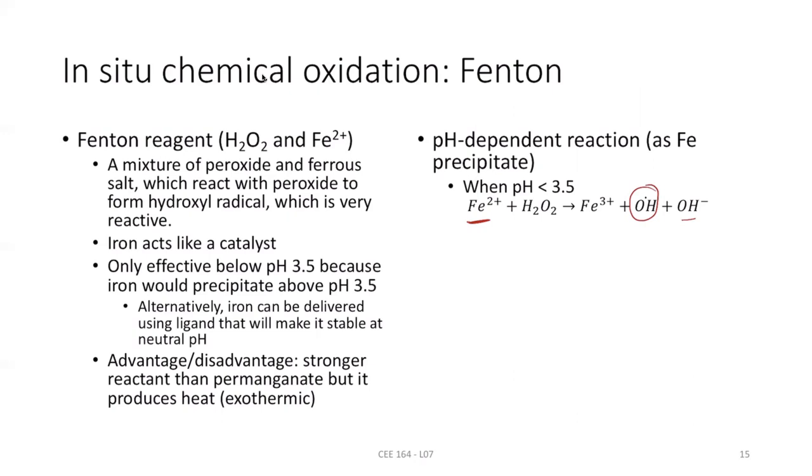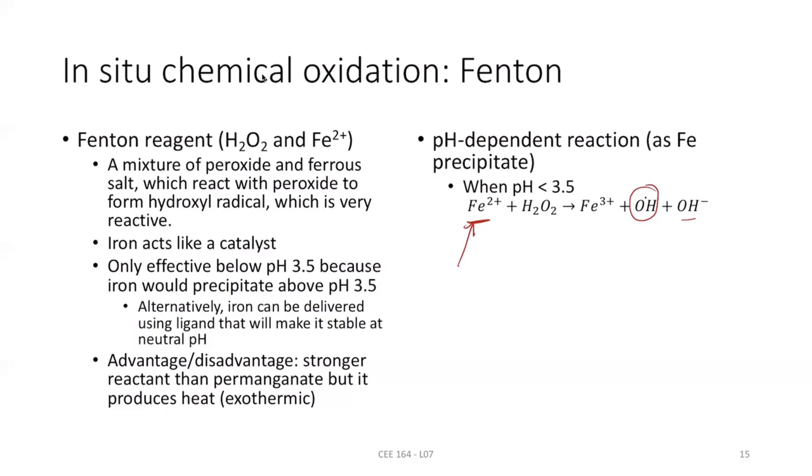So this radical is very, very, very reactive, much more reactive than anything else. The advantage of this process is that iron is naturally present in many soils. So all you have to do is activate that iron by adding some hydrogen peroxide. All you are doing is injecting hydrogen peroxide, and the iron 2, which is already present in the ground, can make it reactive.